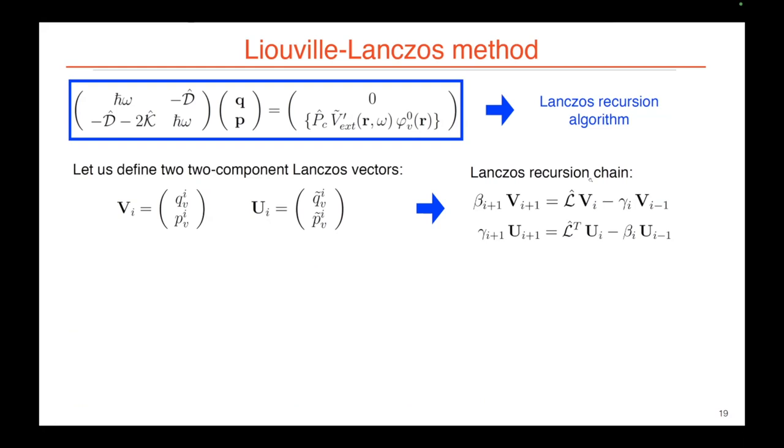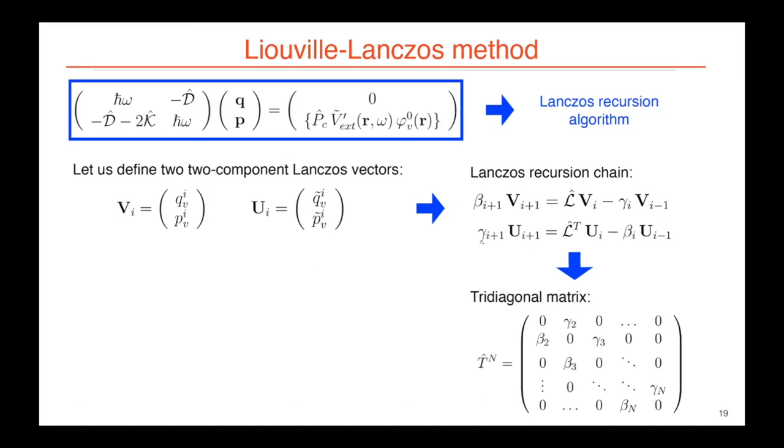So we need to generate these coefficients, beta and gamma, and we obtain the tridiagonal matrix T. So it's a very sparse matrix. Many elements are zero. Only the next-to-diagonal elements, beta and gamma, are not zero. It's very nice to have this sparse matrix because we can use different linear algebra libraries or techniques to deal with it later on in the post-processing step.